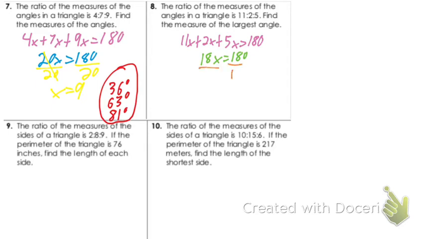And we divide both sides by 18. So 180 divided by 18 is 10. Now here, do we need to find all three angles? Yes. What does the instruction say? Find the measure of the largest angle.